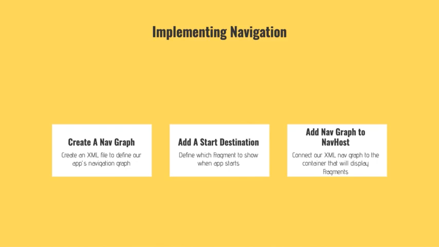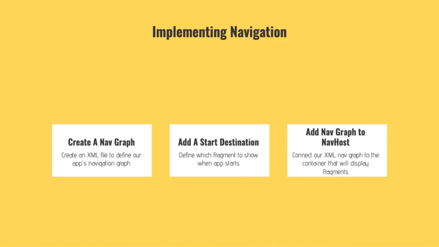So how do we actually go about implementing navigation in our app once we've added these dependencies? Well, there's a number of steps here. So we'll walk through it one by one at a high level, and then in the demo, we'll actually get in and do these things in our code. So to start, we will create a nav graph. And the nav graph, like I mentioned, is an XML file where we can define destinations, actions, arguments, animations, things like that. Then within that graph, we will add a start destination so that the graph knows which fragment to show when it is started.